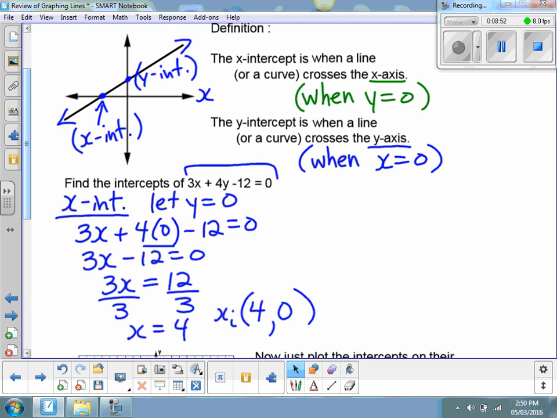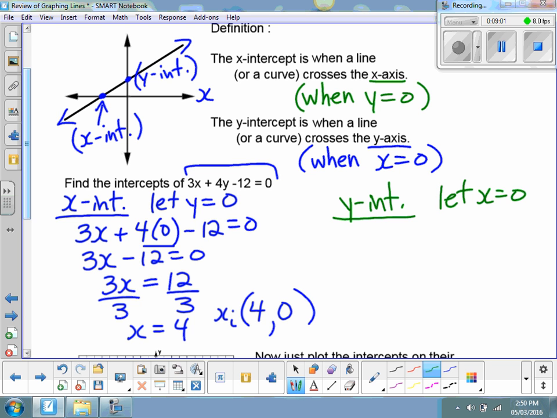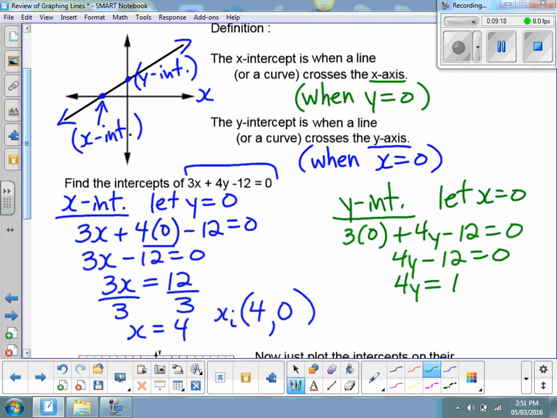And now we're going to do the y-intercept. So for the y-intercept, we're going to let x equal 0. So same equation, but this time we're putting 0 in for the x. 3 times 0 is going to be 0, so we have 4y minus 12 equals 0. We move the minus 12 to the other side. It's going to become plus 12. And then we will divide both sides by 4, and we get y equals 3. So that means that the y-intercept is 0, 3.